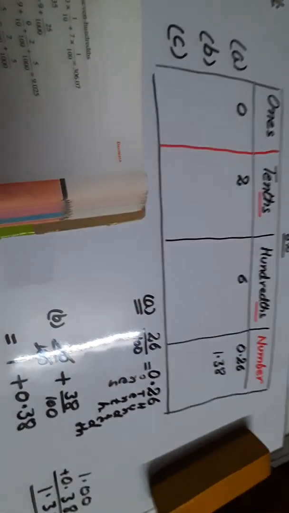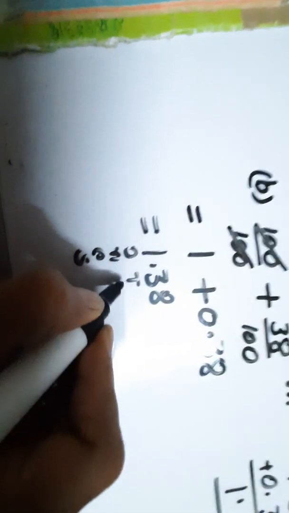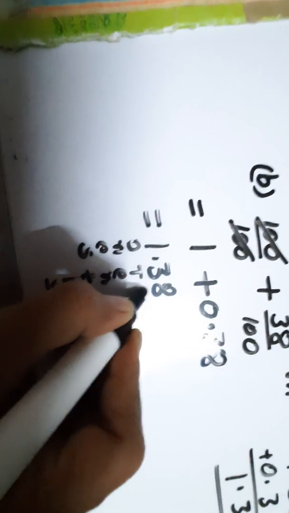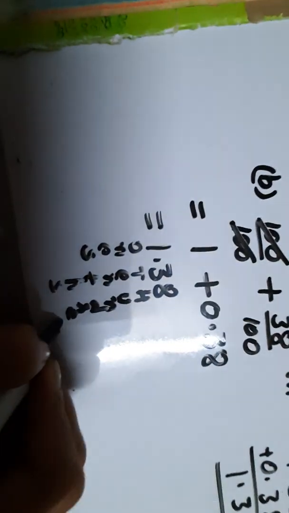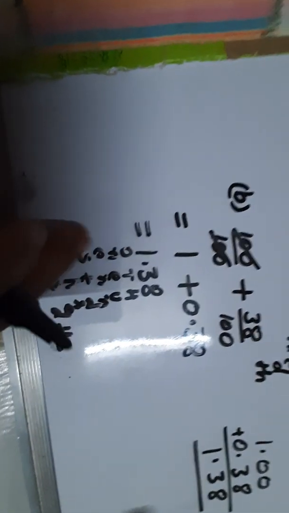1.38. Now the next step is we have to fill the places also. Now this is the decimal. This is decimal and what is the place to the left of the decimal? First place. This is ones. On the right hand side we have tenths and this is hundredths. So at ones place now we have 1.